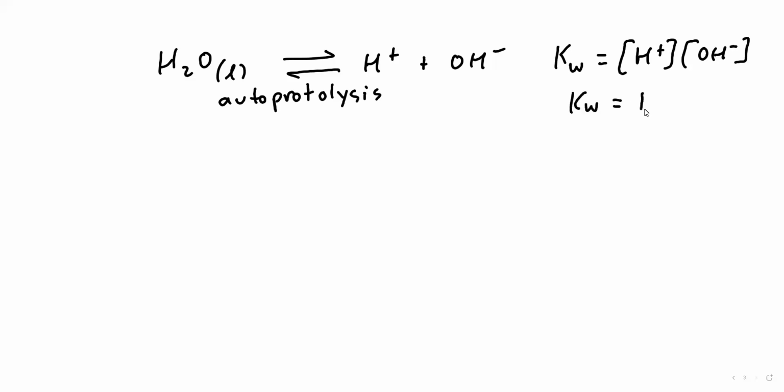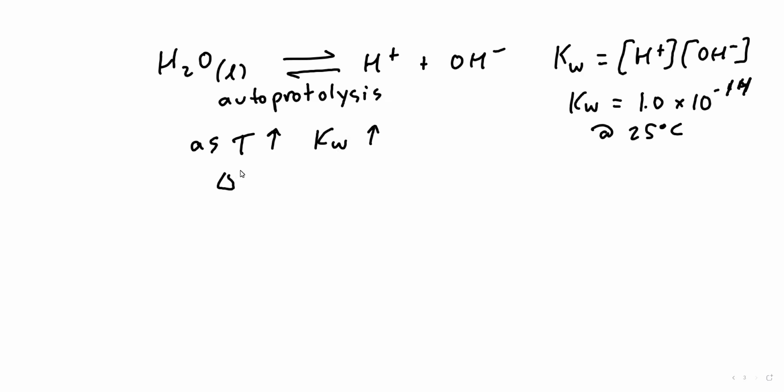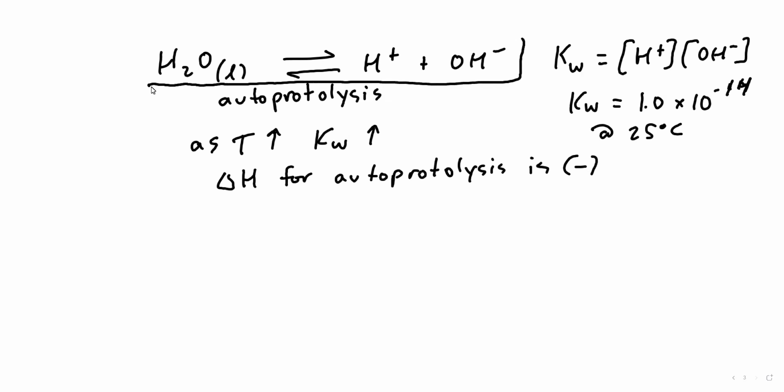The value for Kw is about 1 times 10 to the minus 14th at 25 degrees C. All right. We find that if we change the temperature, just like for any equilibrium constant for any reaction, Kw changes. And so when you study it, you find out that as temperature goes up, Kw goes up. And you should be able to reason out from your understanding of chemical equilibrium that if the temperature increase causes an equilibrium constant to increase, that must mean that delta H for autoprotolysis is negative.